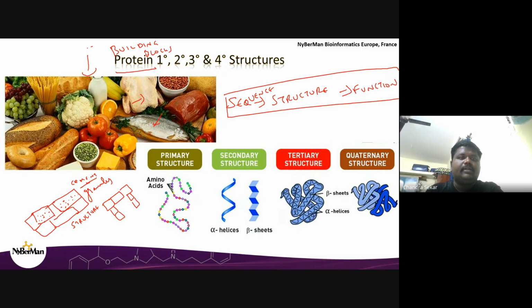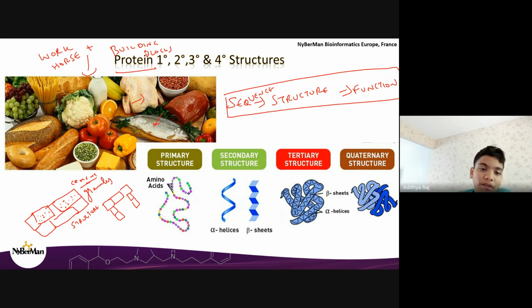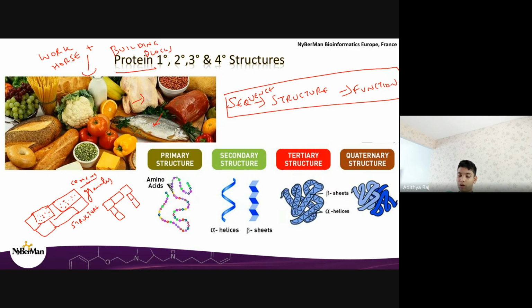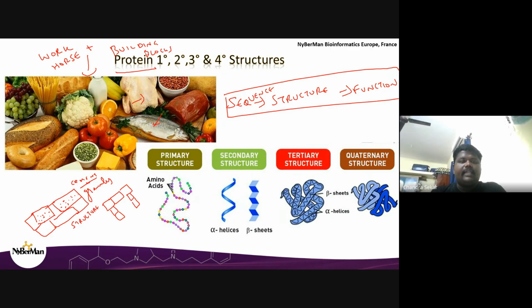Another important term is that proteins are also called the workhorse of our body. Why? Workhorse is a very common term because in kingdoms they use only horses, right? Imagine a kingdom without horses. It won't go well. They have to do a lot of functions like transport. So the horse is important. Same way, very simple.